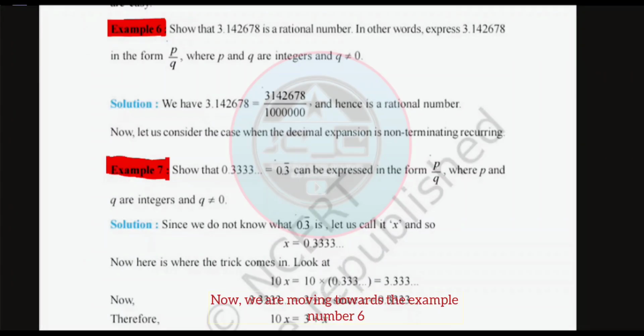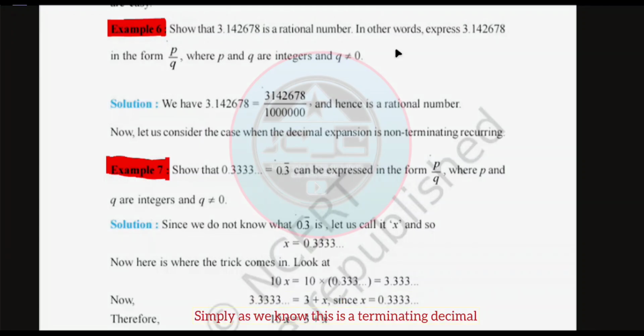Now we are moving towards example number 6. So that 3.142678 is a rational number. In other words, express this number in the form of p by q. Simply, as we know, this is a terminating decimal expansion, so we can represent it in the form of p by q. Simply 3142678 by 1 2 3 4 5 6 zeros, 1 million, right?